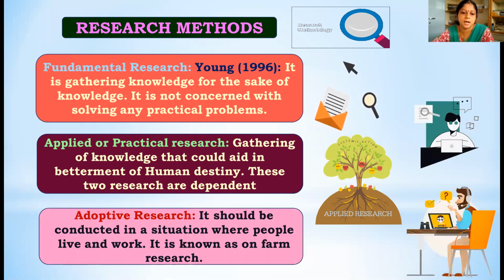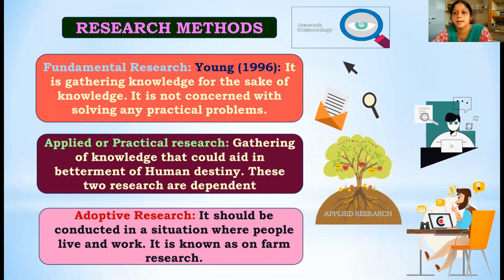And the next is adaptive research. Adaptive research is the research which is conducted in a particular situation where people live or work. It is known as on-farm research. That is, I will go to your office and ask the people what work pressure they are having. People are working for a particular institution, and I will interview them: what is the work pressure they have, what is the job satisfaction they get, and what are the job opportunities they have in a particular institution.